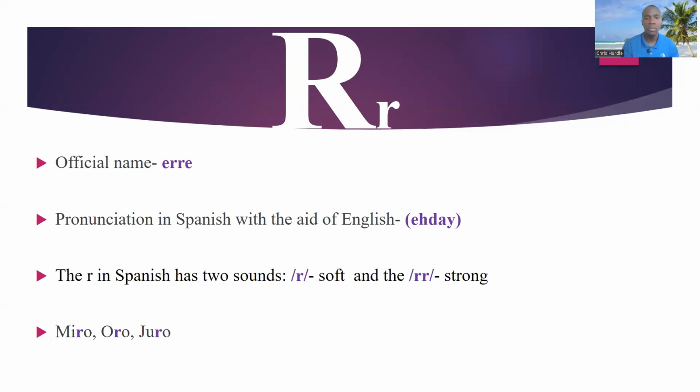So miro, oro, and juro. Right? So miro means I watch or I look at. That's the first person singular present tense conjugation of the verb mirar. Oro means gold, and juro is the first person singular present tense conjugation of the verb jurar, which is to swear. Okay. So yes, the R is ere, ere.